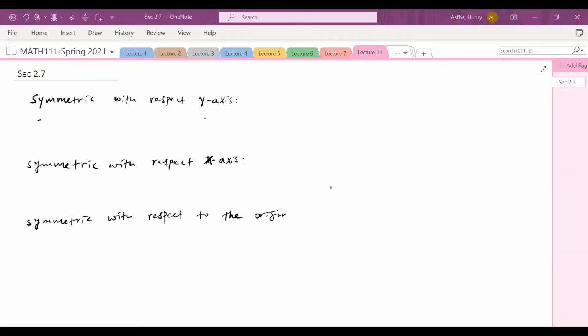Hello, everyone. In this lecture, we will learn some behaviors of graphs of functions. Let's start with the symmetry of the graph of a function.